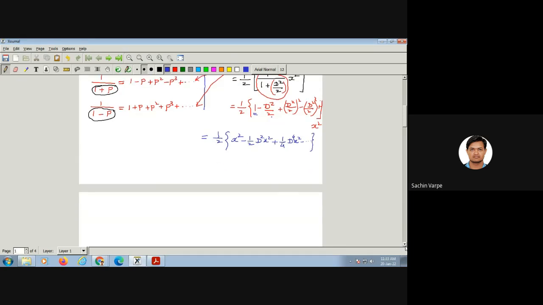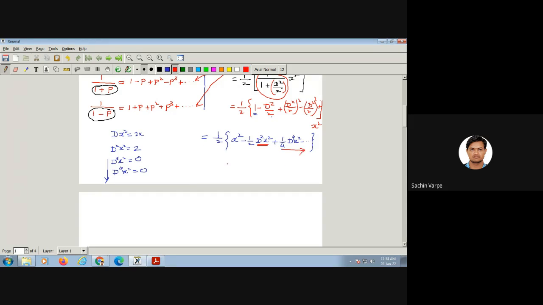Now, what is d square of x square? See, d of x square is 2x. D square of x square is 2. What is d cube of x square? 0. What is d raised to 4 of x square? 0. So further all derivatives will be 0. So we neglect all those further terms.